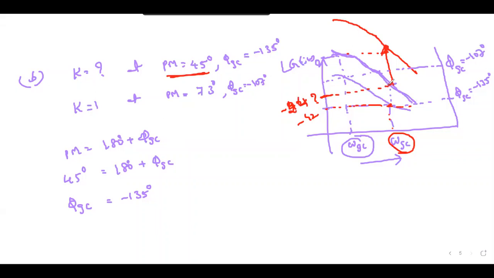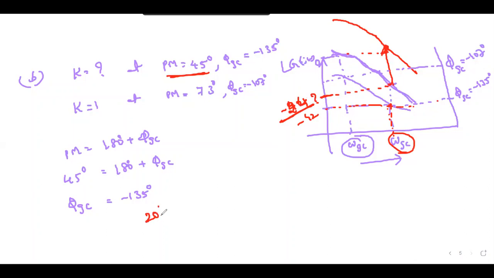First thing, at phi GC minus 135, draw a small line. You touch the phase plot somewhere. That is the new omega GC. At this new omega GC, go up and find where it touches the magnitude plot. Sir, it is minus 24. Then this is minus 24.